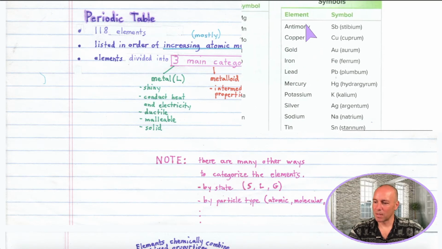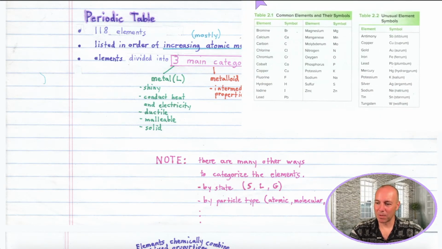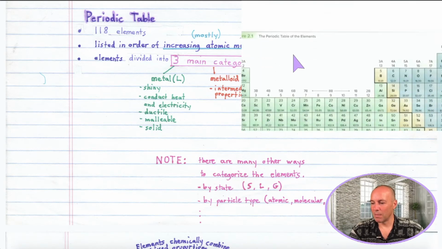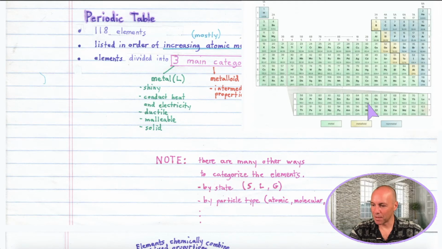And some elements are named after their Latin and German names, like antimony, whose symbol is Sb for stibium, and sodium comes from the Latin natrium, so sodium is Na, and potassium is K. Okay, so each element does have a symbol. When you see periodic tables, a lot of times you'll just see the symbol. So here's figure 2.1 in your textbook, which is the periodic table of elements. It shows all 118 of them.